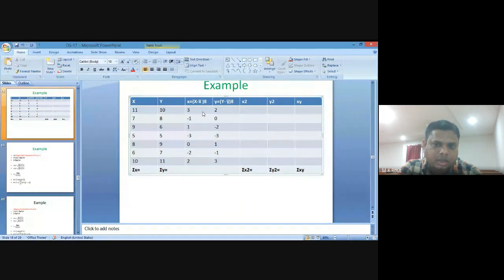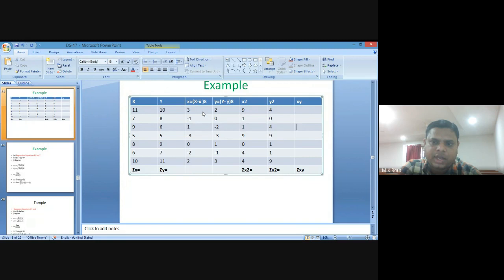Then go for the square of the x variable. The first one is 9, 1, 1. Again this is 9. This one is 0. This is 4. Again this is 4. Similarly, in case of y variables, the first one is 4, 0, 4, 9, 1, 1 and 9.